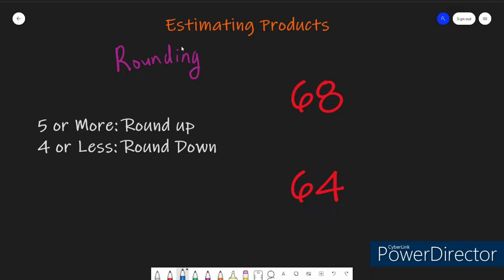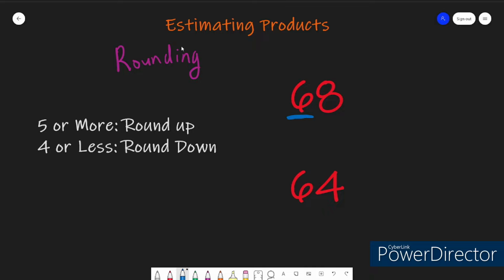For a quick review, if you've seen my other videos on rounding and place value, rounding makes numbers easier to use. So when you are looking at numbers that are five or more, you end up rounding up to the next largest digit, depending on what place value you're at. And when you deal with numbers that are four or less, you round down or keep it the same. So we're dealing with numbers, for example, 68 and 64, that are in the tens place.